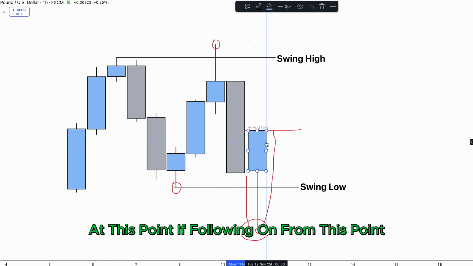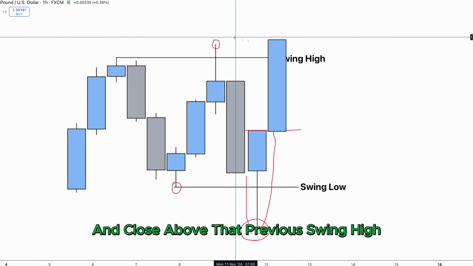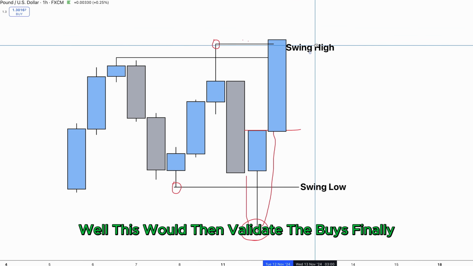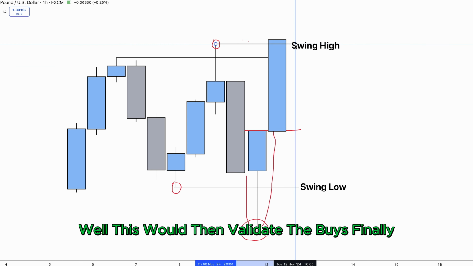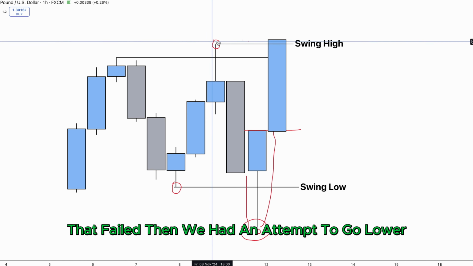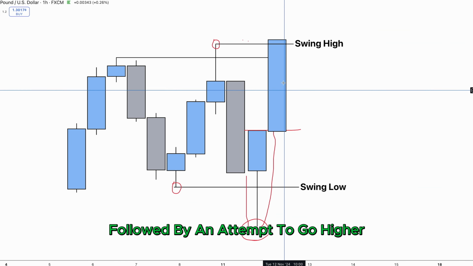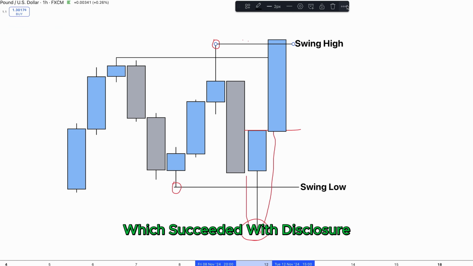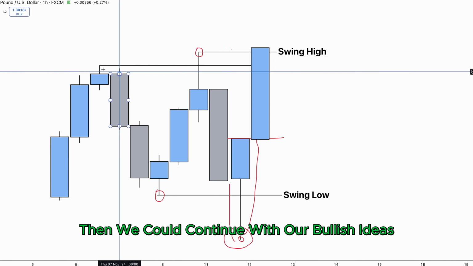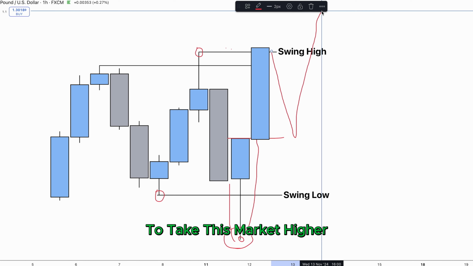If following on from this point, we then had a bullish candle that managed to go up and close above that previous swing high, so we'd be looking around this point here, well, this would then validate the buys. Finally, okay? Because what we've actually shown is an attempt to go higher that failed, then we had an attempt to go lower, which massively failed, followed by an attempt to go higher, which succeeded with this closure. And if this candle was to close up here, then we could continue with our bullish ideas, potentially looking to buy on pullbacks to take this market higher.